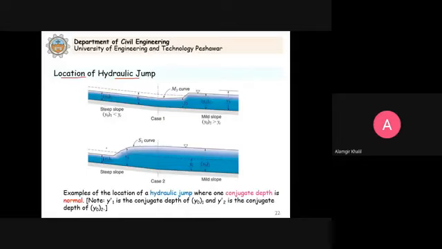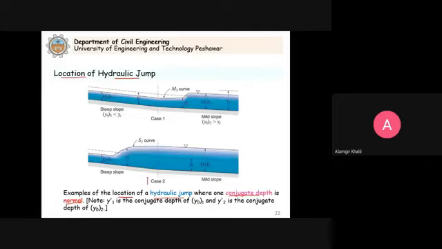Now in this case you see examples of the location of the hydraulic jump where one conjugate depth is normal. It means that this is an example. This may not always be the case. This is just an example where one of the conjugate depths, either y1 or y2, happens to be the normal depth, the normal depth that we calculated in uniform flow using Manning's formula, or we apply the Chezy formula. So this is just an example. It doesn't mean that this will always be the case. Clear? Okay, let us discuss this.